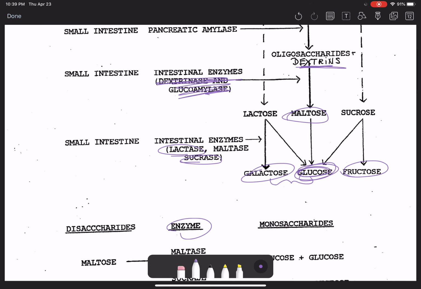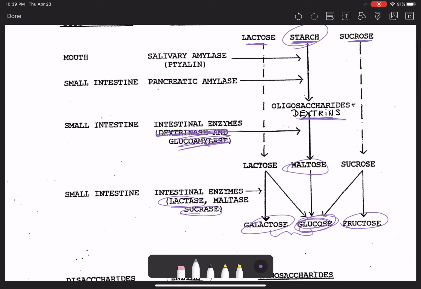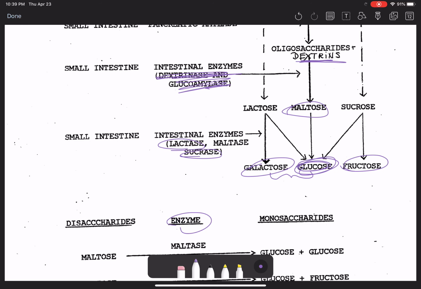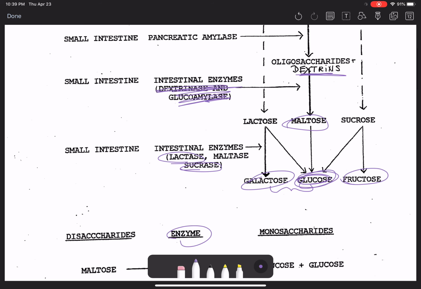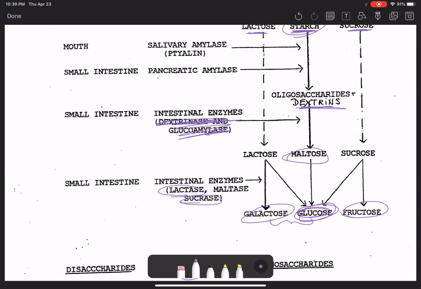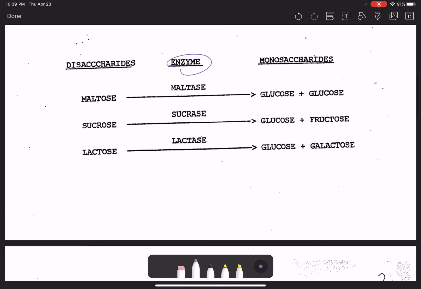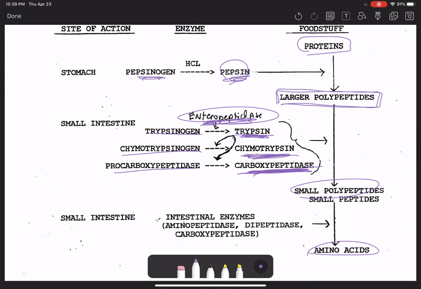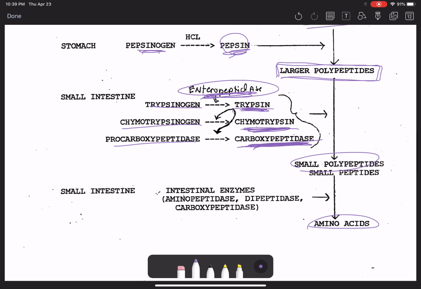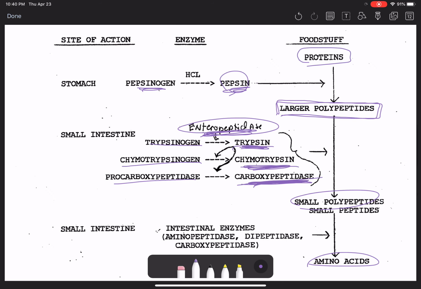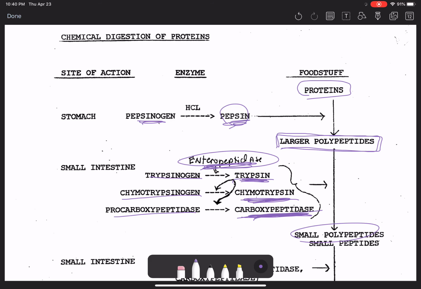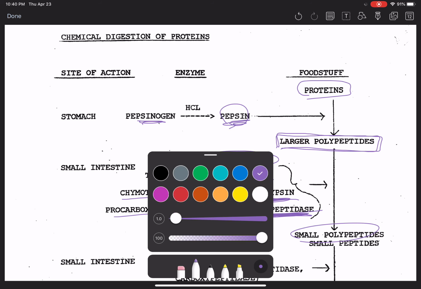All right. And by the way, when I said the enzymes that I don't want you to worry about, I'm talking about all of these enzymes, like, for example, dextranase and glucoamylase, trypsin, chymotrypsin, carboxypeptidase, aminopeptidase, dipeptidase, carboxypeptidase. Let's just go through and I'll have you circle the enzymes I want you to know.